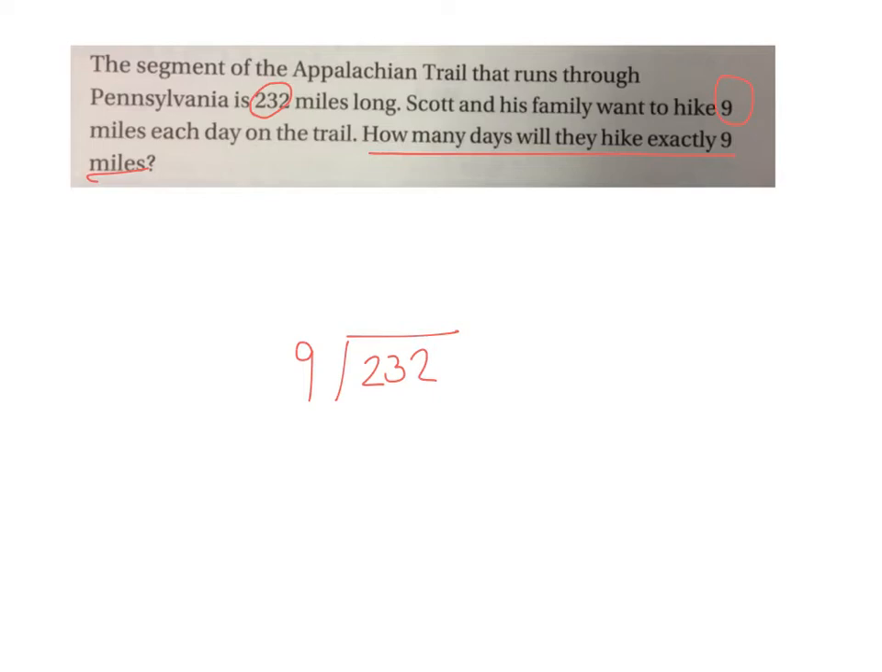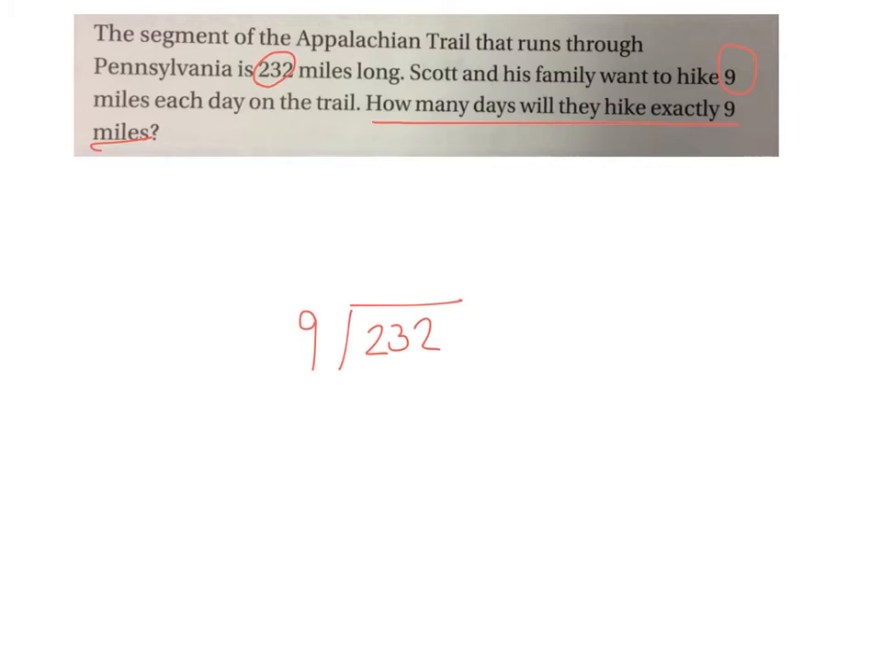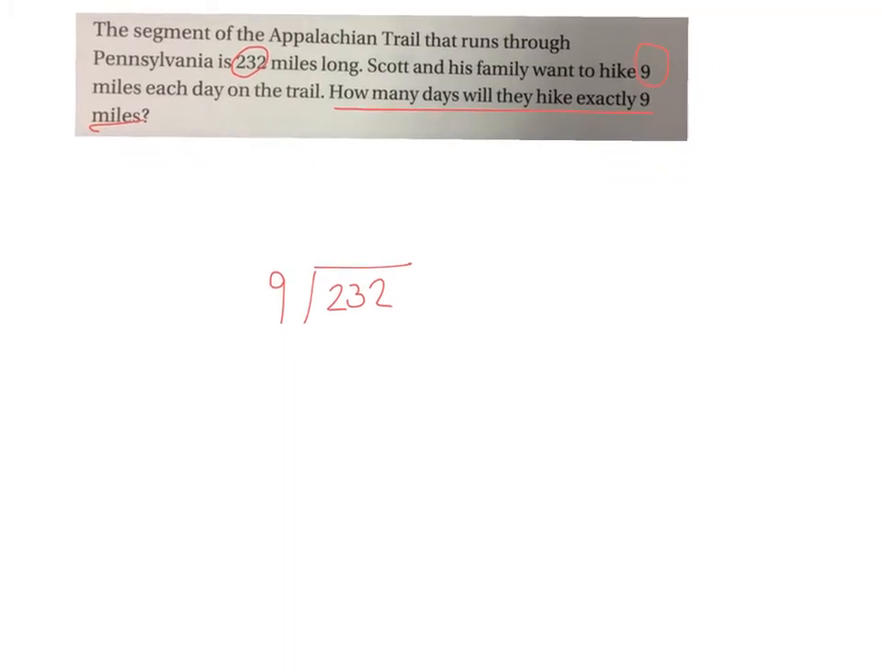So using the standard algorithm, should I start in the hundreds place, the tens place, or the ones place? And how do you know? Arushi? You should start in the tens place. Why? Because 9 can't go into 2, but we know 9 can go into 23 twice. Okay. So then our first digit would be in the tens place.